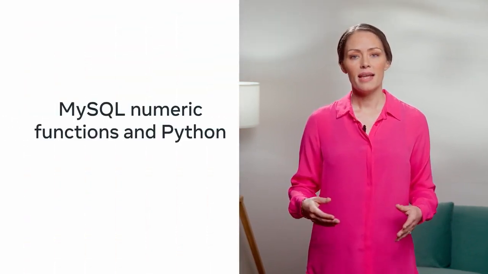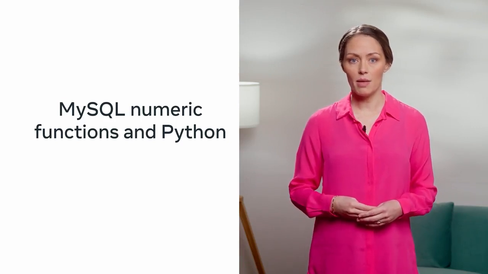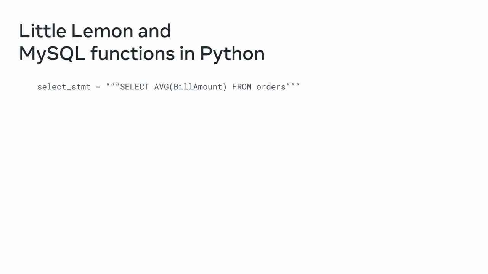Now that you've recapped the different functions available in MySQL, let's find out how they work with Python. Let's take the example of numeric functions and see how Little Lemon calculate the mean or average bill for each customer. They can create a select query that uses the average function to determine the average bill amount. This query is passed to the database to be executed.